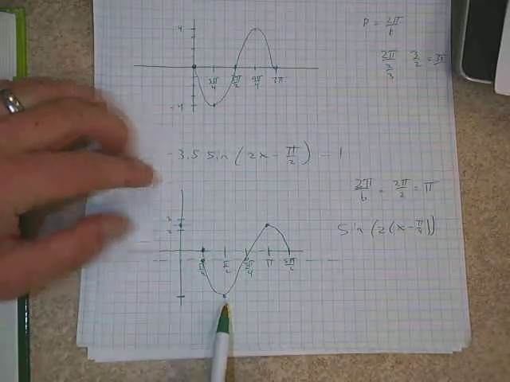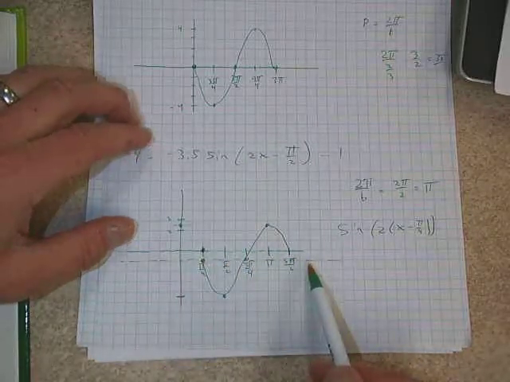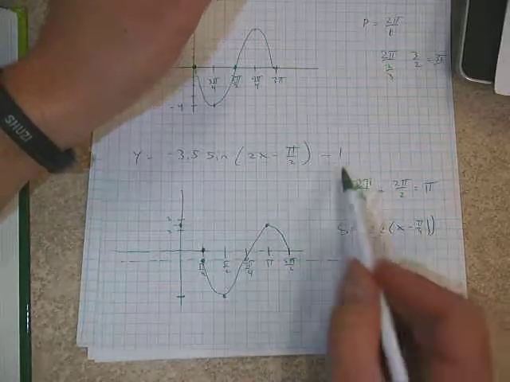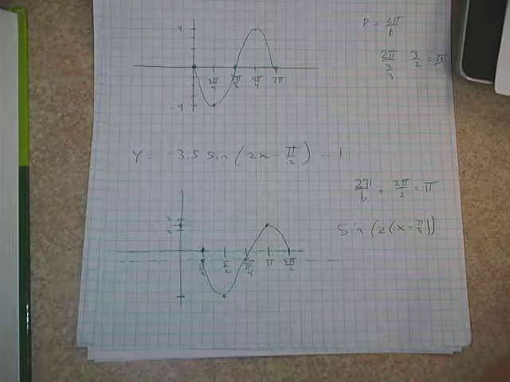Okay. And notice it's everything we thought it was going to be. It's got an amplitude of 3.5. From that middle line, it goes up 3.5 and down 3.5. Okay. It's got a period of pi, from pi over 4 to 5 pi over 4 is pi. Okay. It's got a pi over 4 to the right, and it's got a -1 vertical shift.